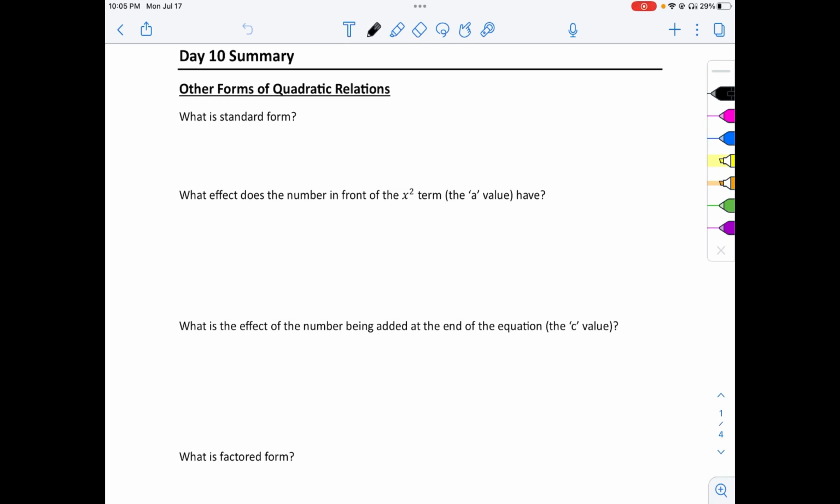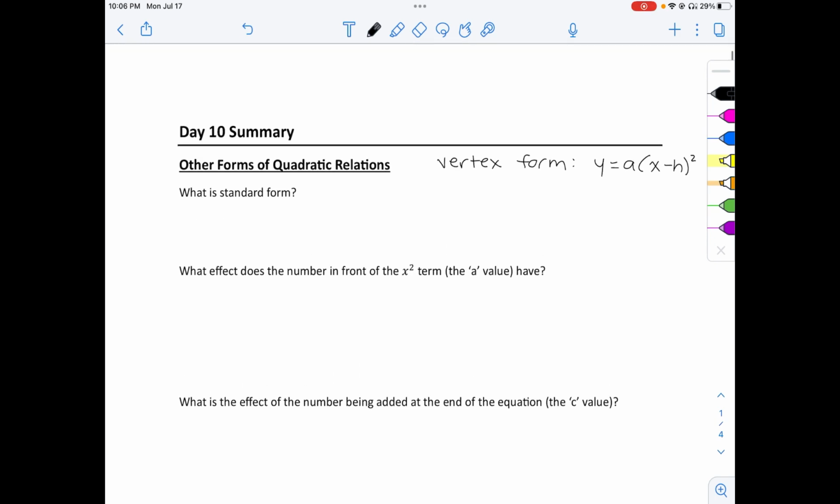We have already looked at vertex form of a quadratic relation. So just to recap, the vertex form is given by y equals a times x minus h squared plus k, where the vertex is (h, k), and we can also tell the vertical stretch factor and direction of opening from the a value, the number in front of the bracket.